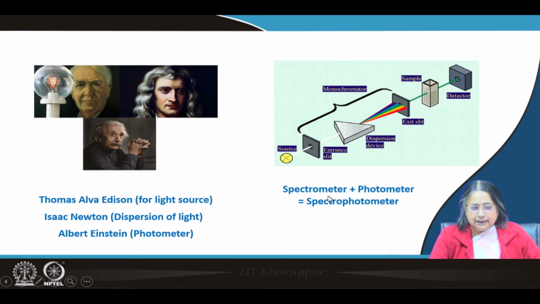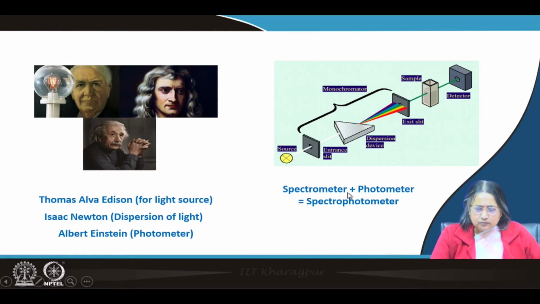What is a spectrophotometer? It is basically a spectrometer plus a photometer. In the spectrometer, the first thing is the light. Light is like a leg, like a man cannot walk without a leg. So, the bulb is the source of light, and for visible light a tungsten bulb is used, and for the UV source a hydrogen discharge lamp or, mostly, a deuterium lamp is used.